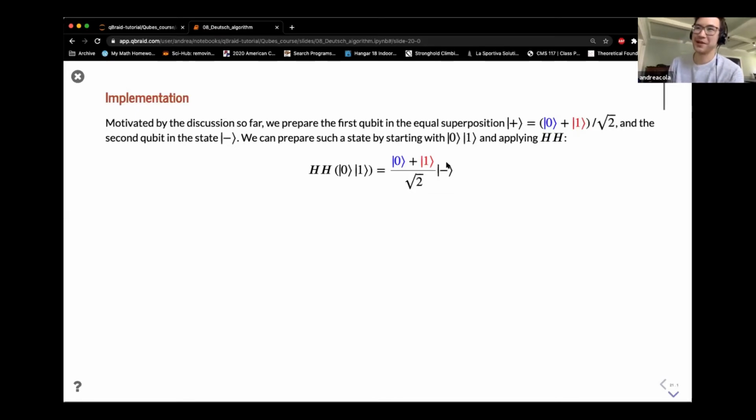So motivated by the discussion we've had about the two possible approaches, we will initialize our first qubit in the state ket plus. We put both of the qubits in a superposition: the first qubit in ket plus, the second qubit in ket minus. This is sort of doing both of the approaches that we discussed before at the same time. And we can prepare such a state by starting from ket 0, ket 1, and applying Hadamards on the first and second qubits.